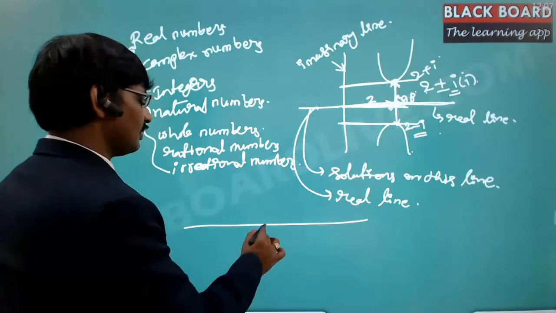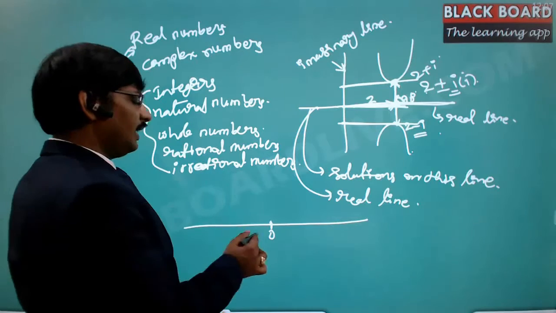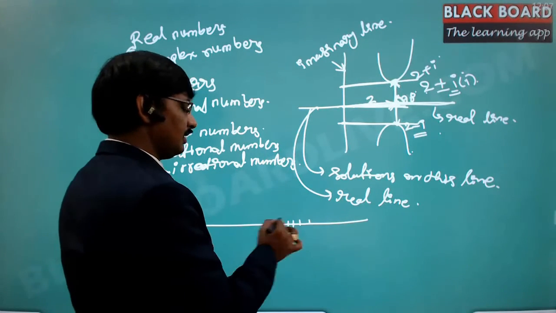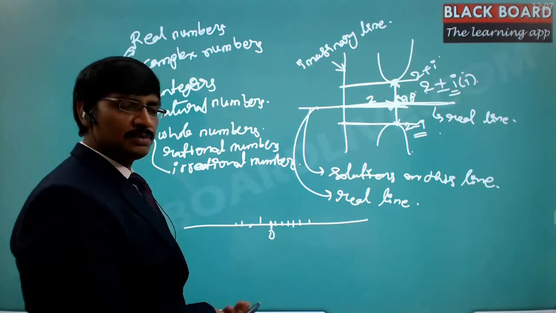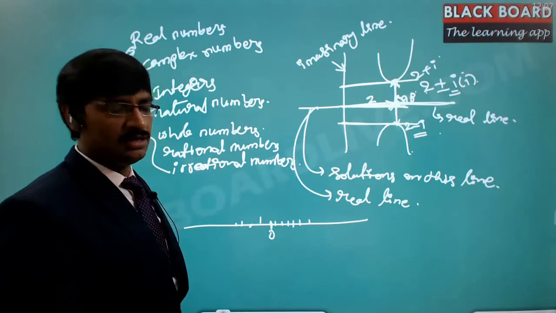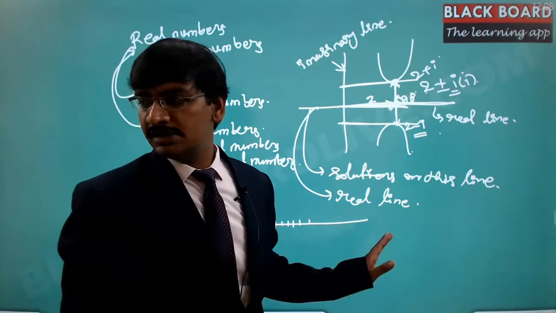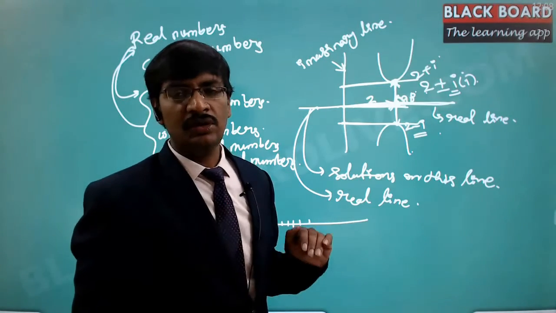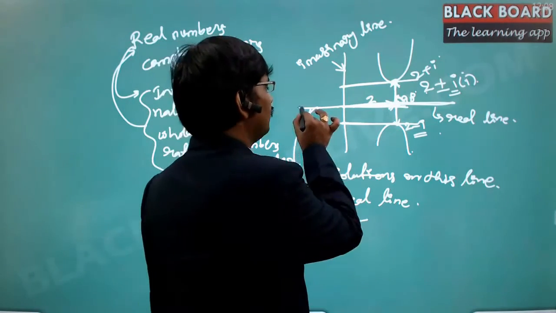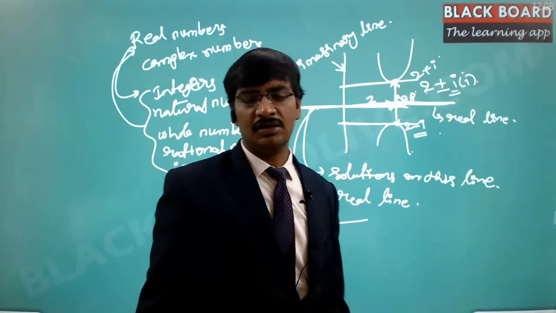Now, suppose you take this as the origin 0, then a real number can be represented on this particular line everywhere. Maybe a positive number, a negative number, a fractional number, or an integral number. It doesn't matter, you will be able to write it on this line. Hence this is a real number line. If you are able to find a solution on the x-axis, the x-axis is also termed the real axis or the real line.